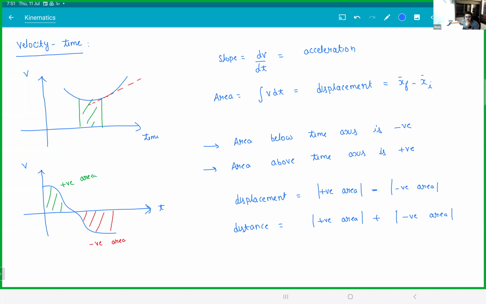Sir, could you just explain this again? I lost connection. Which part? So this velocity time graph. Full thing. Yeah. Why were you disconnected?